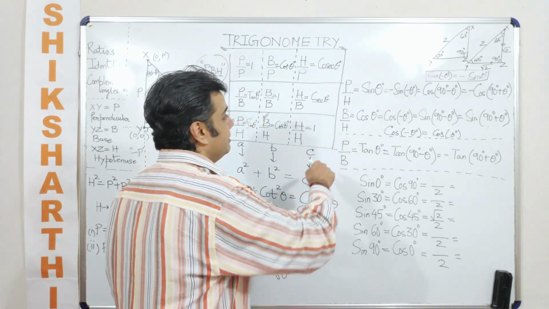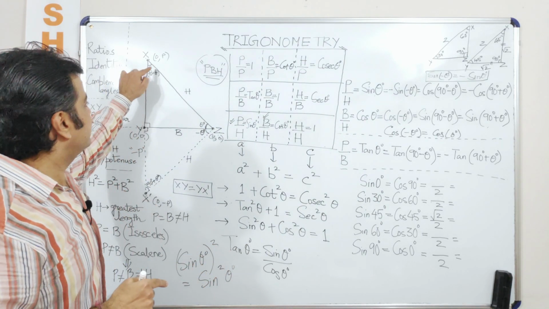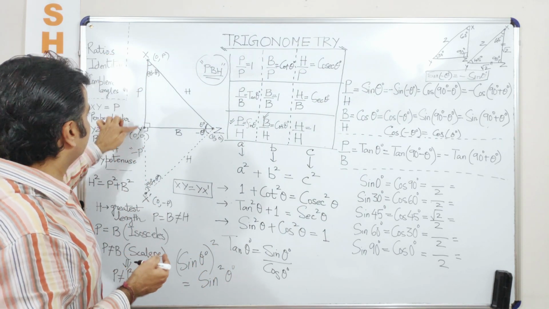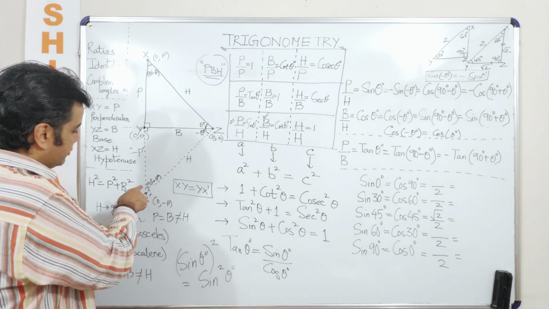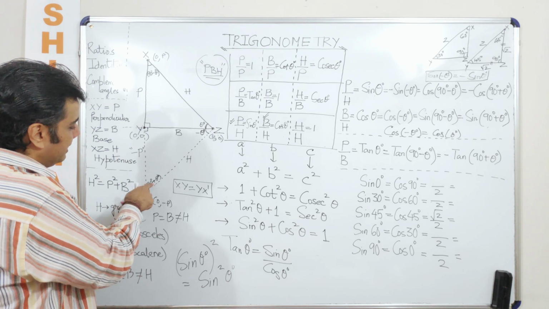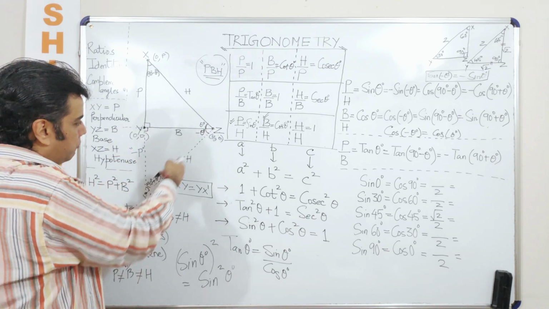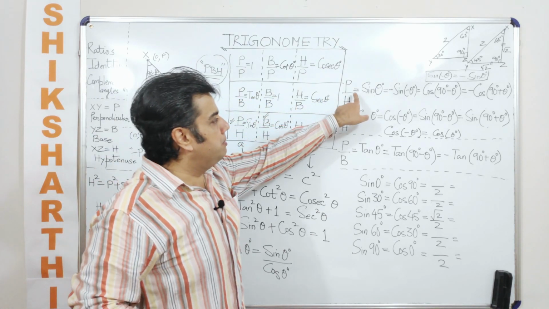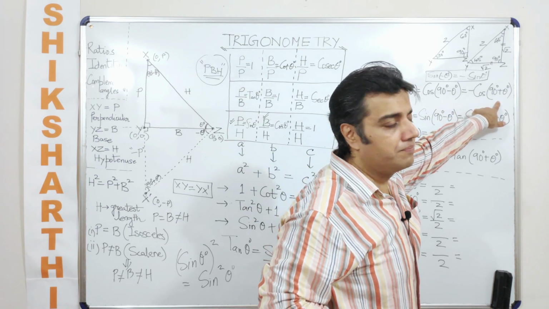Similarly, when I know it is P upon H, from this triangle, can I say cos of this angle, which is 90 minus theta, is equal to base upon hypotenuse, which is P upon H only? And from this triangle, can I say cos of 90 plus theta is equal to base upon hypotenuse, which is minus P by H? So we will say this is minus sin theta, that is, cos of 90 plus theta degrees.